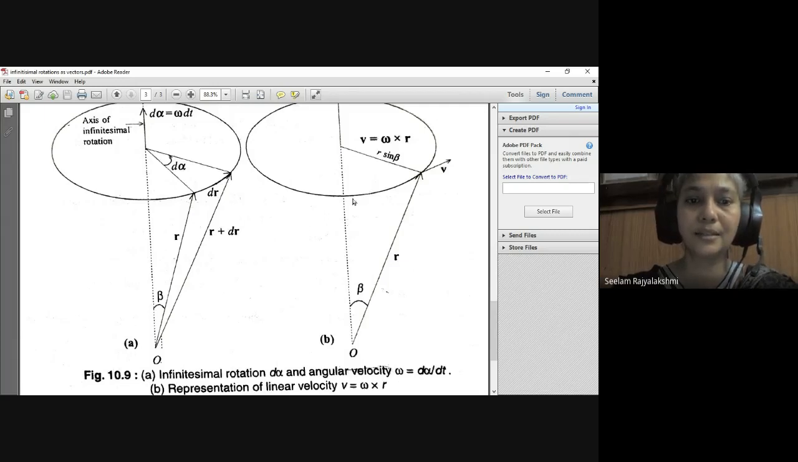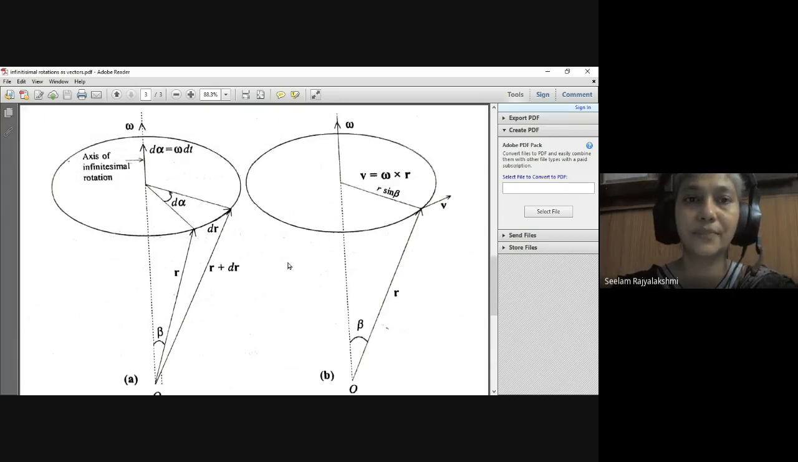And this is the representation of linear velocity v, which equals omega cross r. Here this is point O, this is beta, this is r, and here we can see r plus dr, and this is the angle d alpha, the angle of infinitesimal rotation. d alpha equals omega dt, so omega equals d alpha by dt. And here we can observe the representation of linear velocity v equals omega cross r.